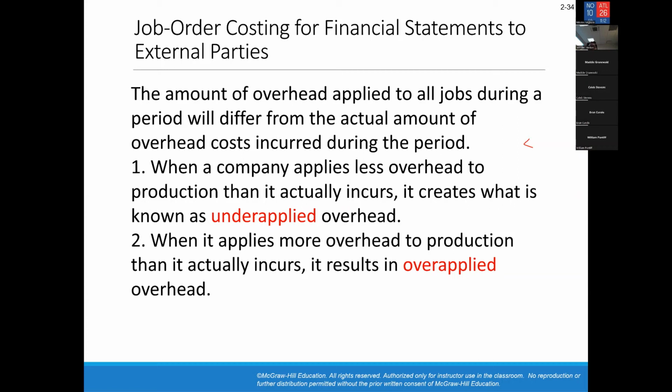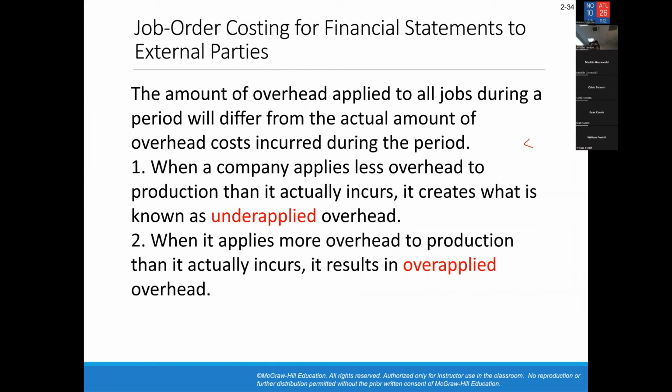So if the company applies less overhead to production than what was actually incurred, that means I estimated the overhead to be the $4. And I'm going to calculate that by direct labor hours. And then I come up with a total cost. And so my total cost was $50,000, but yet my actual cost that I incurred for overhead was $100,000. Well, then I'm $50,000 off. So it's just saying I underapplied to my cost for the overhead because I didn't put enough in.